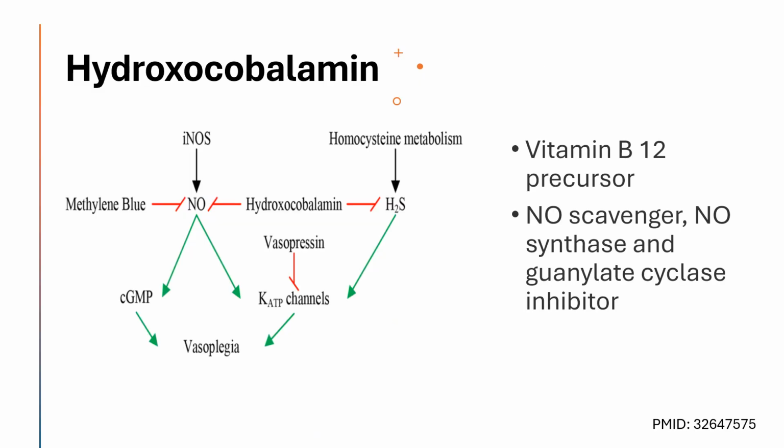Next, we'll talk about hydroxycobalamin, which is a vitamin B12 precursor. The mechanism of action of hydroxycobalamin includes NO scavenging, inhibition of nitric oxide synthase, and guanylate cyclase. In addition to that, it blocks hydrogen sulfide, or H2S, which is also believed to play a role in vasoplegia and decreased vascular tone.